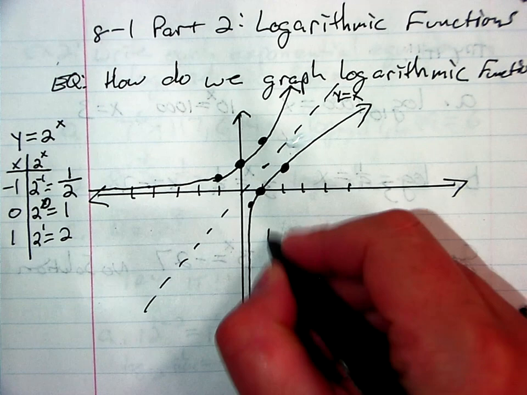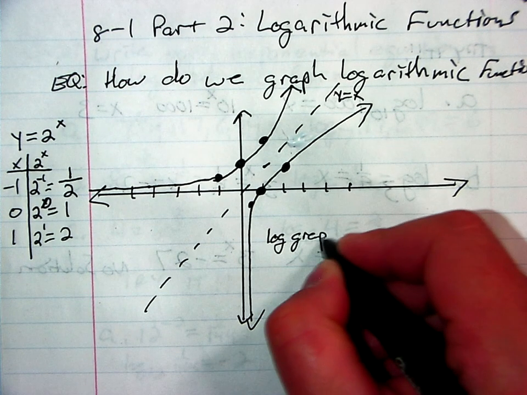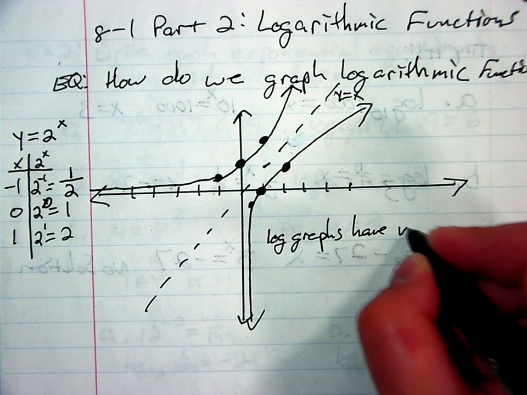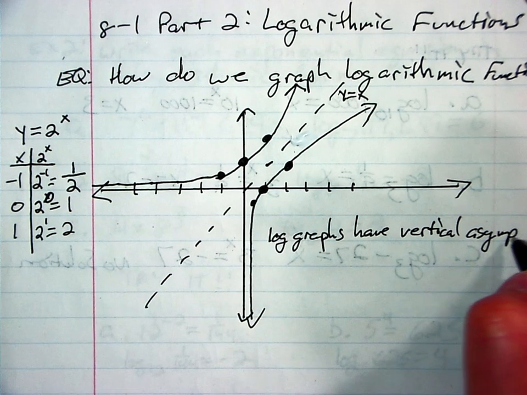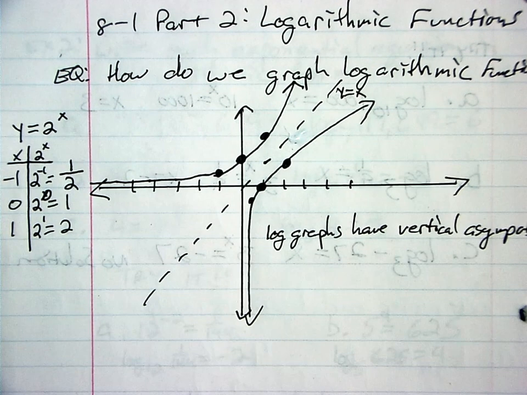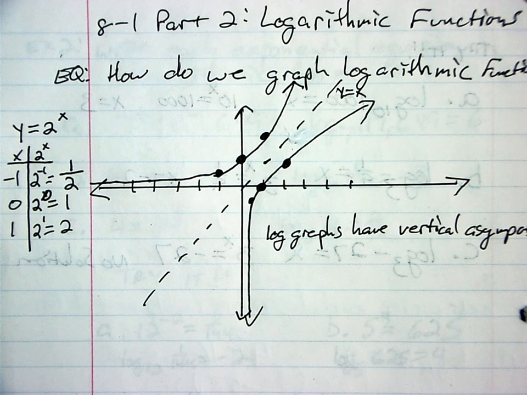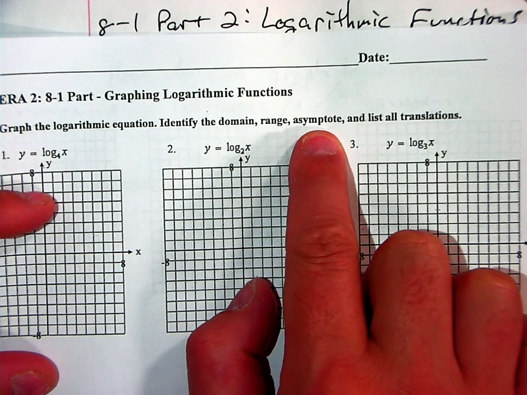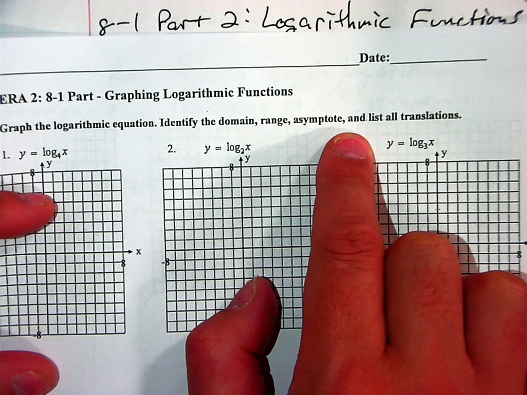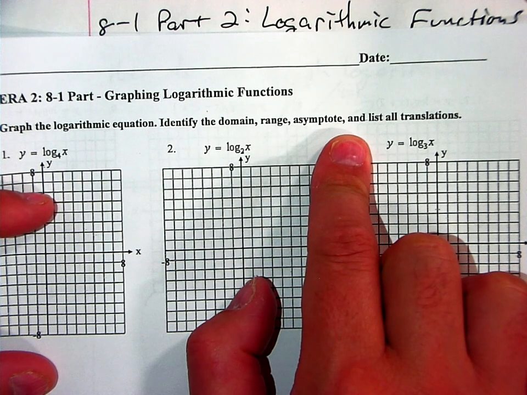So I'm going to write that down here. Log graphs have a vertical asymptote. How do you spell asymptote?